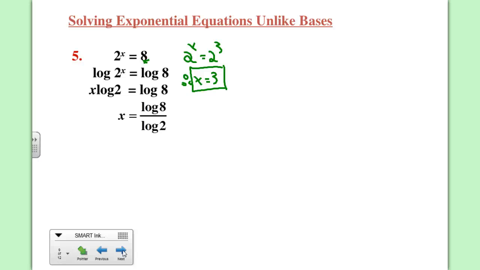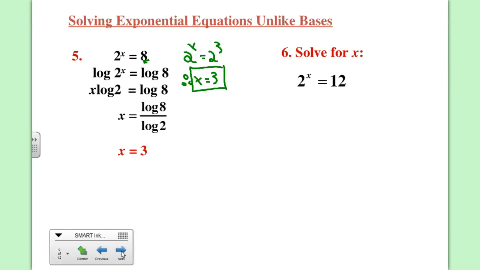And if you use your common log button on your calculator, log 8 divided by log 2, guess what? It ends up being exactly 3. Well, of course it does, because we already knew the answer was 3. So how is this helpful? We're not trying to complicate something that we knew easily, but we're not going to be able to do it in an easy way here.